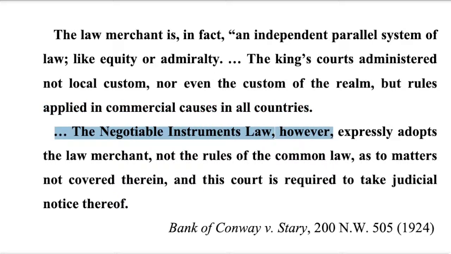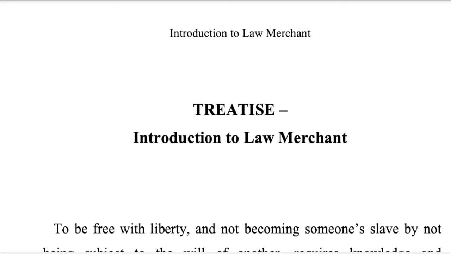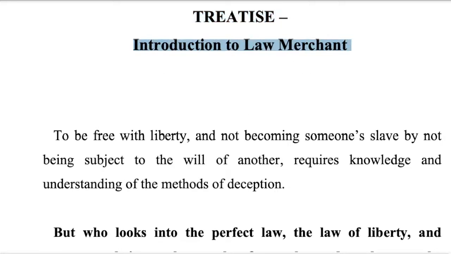The negotiable instruments law, however, expressly adopts the law merchant, not the rules of the common law, as to matters not covered therein, and this court is required to take judicial notice thereof. Wow, and that's from Bank of Conway versus Starry, 1924. So this is interesting. The negotiable instruments law expressly adopts the law merchant, not rules of common law, as to matters not covered therein. And this court is required to take judicial notice thereof. And we did do a nice whole session on judicial notice on the American Jurisprudence playlist on this channel. So let's get to our treatise and the introduction to Law Merchant.